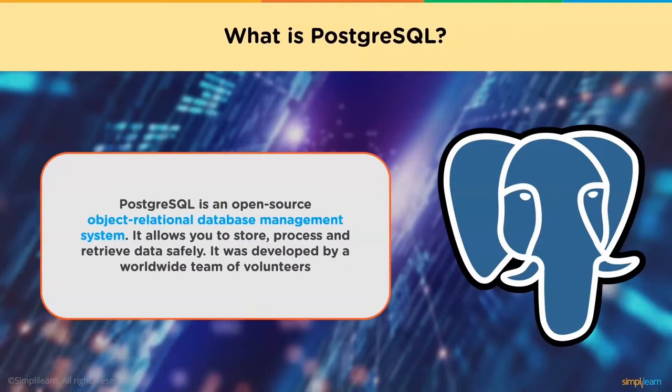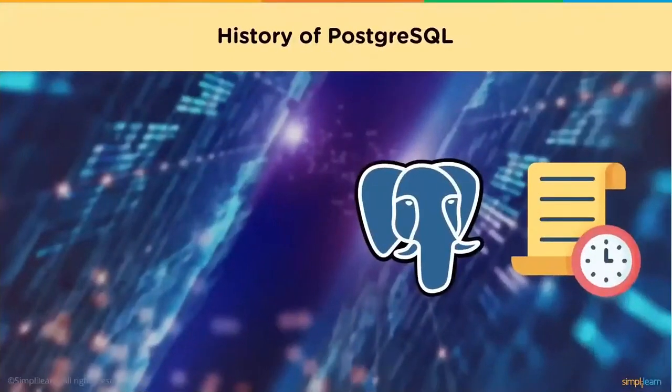According to the DB Engines ranking, PostgreSQL is currently ranked 4th in popularity amongst hundreds of databases worldwide. It allows you to store, process and retrieve data safely. It was developed by a worldwide team of volunteers. Now, let's look at the history of PostgreSQL.